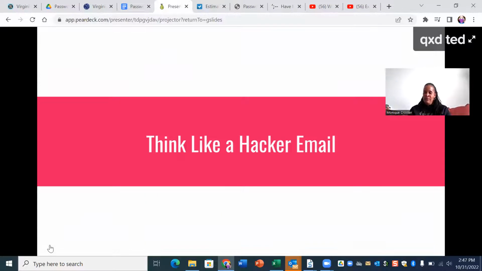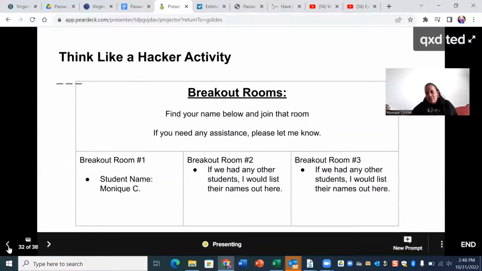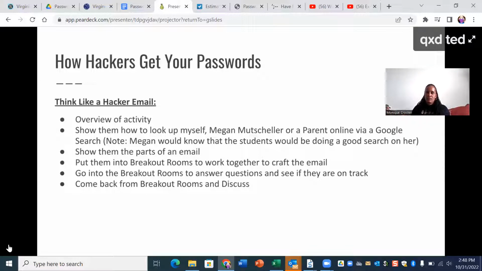So this would be the Think Like a Hacker email. One of the activities I like to do in this one is Think Like a Hacker email. In this exercise, they have an overview of an activity. I tell them that we're going to think like a hacker. I'll tell them how to look up myself, my coworker Megan Muchler, or a parent using Google search. A lot of times I've cleared this with my coworker, so she's perfectly aware that my students are going to look her up, and she's okay with it.